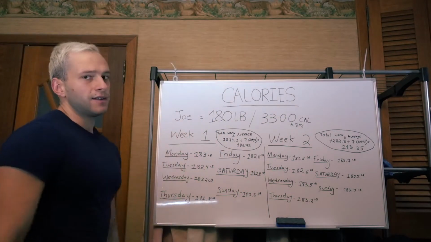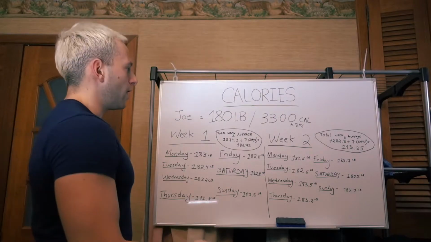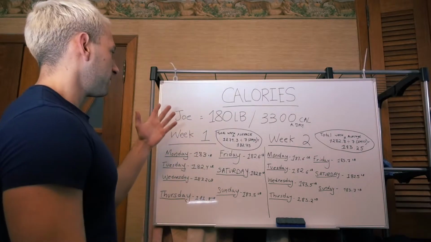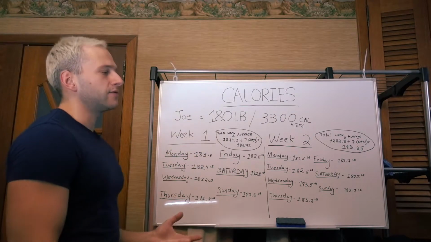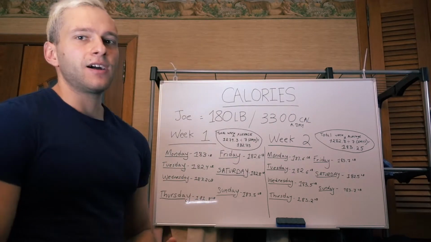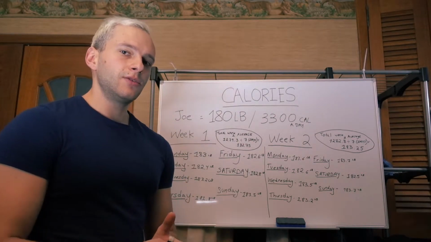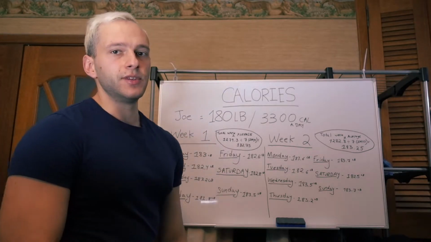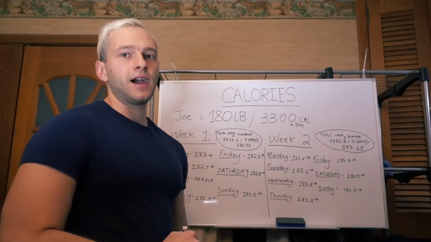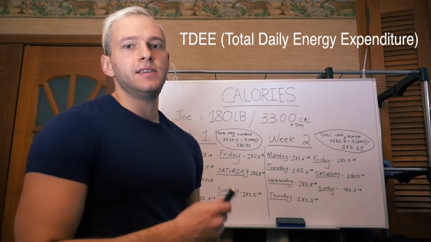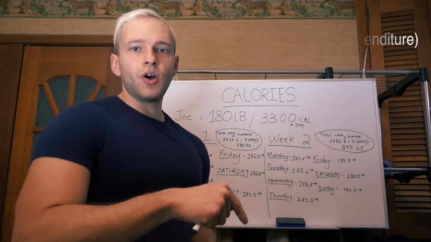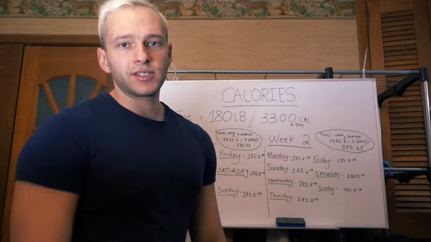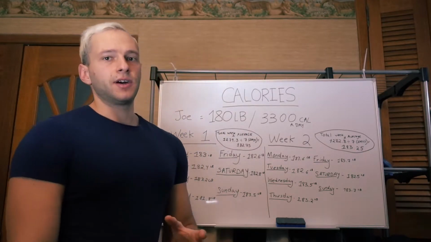We have Joe, and let's say as an example he's 180 pounds. What he needs to do is find out how many calories he can eat in order to maintain his weight. Now there's a few ways that you're able to do this. One way is you have to count his TDEE. I will put a link down below and you guys can find your estimated calories on the website.